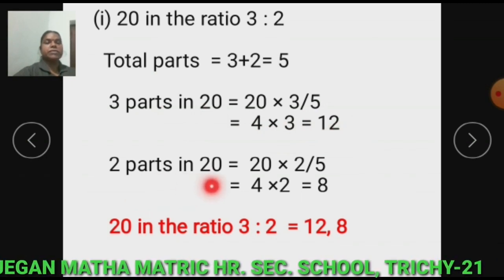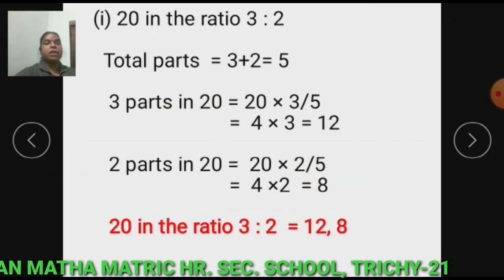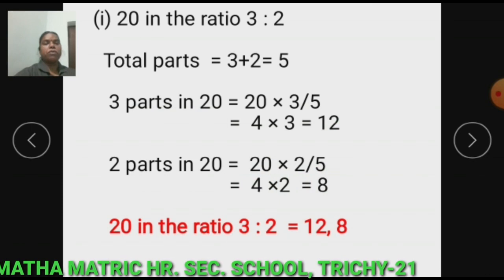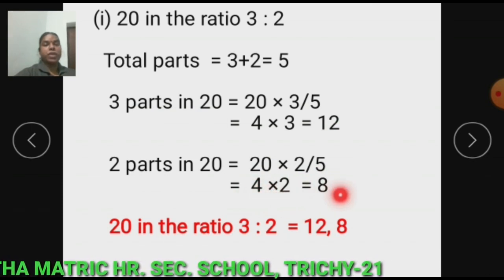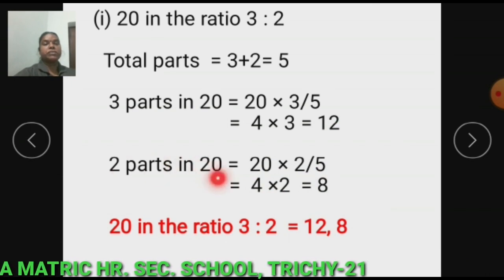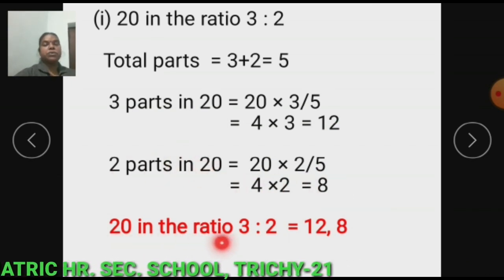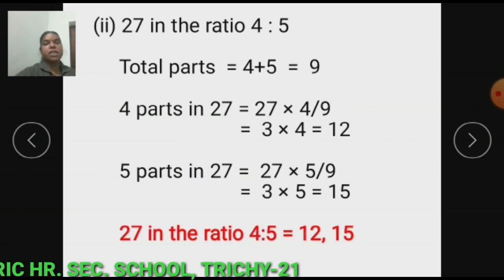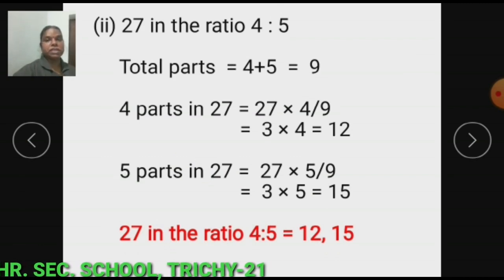2 parts in 20 equal to 20 into 2 by 5. 20 is divided by 5, we get 4. 4 is multiplied by 2 equal to 8. So 2 parts in 20 equal to 8. 20 in the ratio 3:2 equal to 12 and 8. Subdivision 2. 27 in the ratio 4:5.